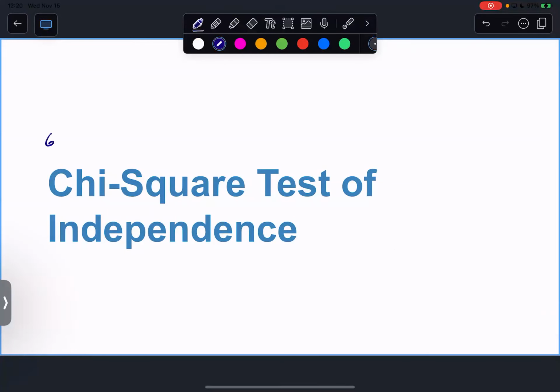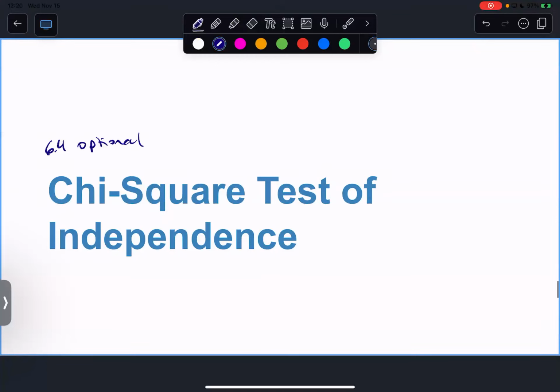This 6.4 is optional for your reading pleasure, because I guess next week we're going to start inference for means, numerical data. Exciting. So I'm not going to do chi-square test of independence, but maybe it'll make a good bonus question.